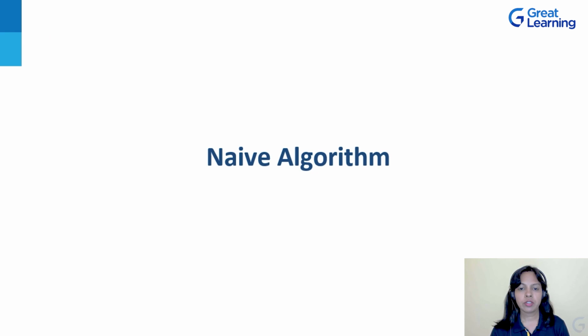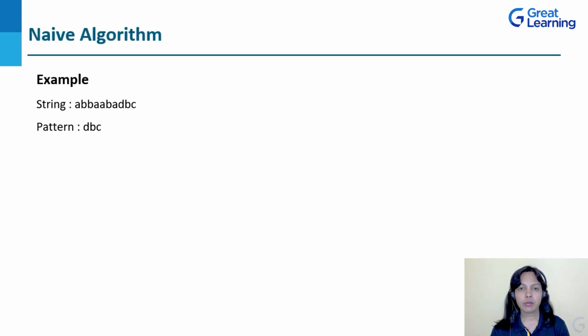Let us now talk about the naive algorithm. Before studying the KMP algorithm, we have to understand the basic algorithm that is followed for pattern matching. That is called the fundamental algorithm, basic algorithm, or naive algorithm. Let's see how it works with the help of an example. There will be a string given and a pattern given. You have to match this pattern in the string, and wherever it matches, that index number will be the output.